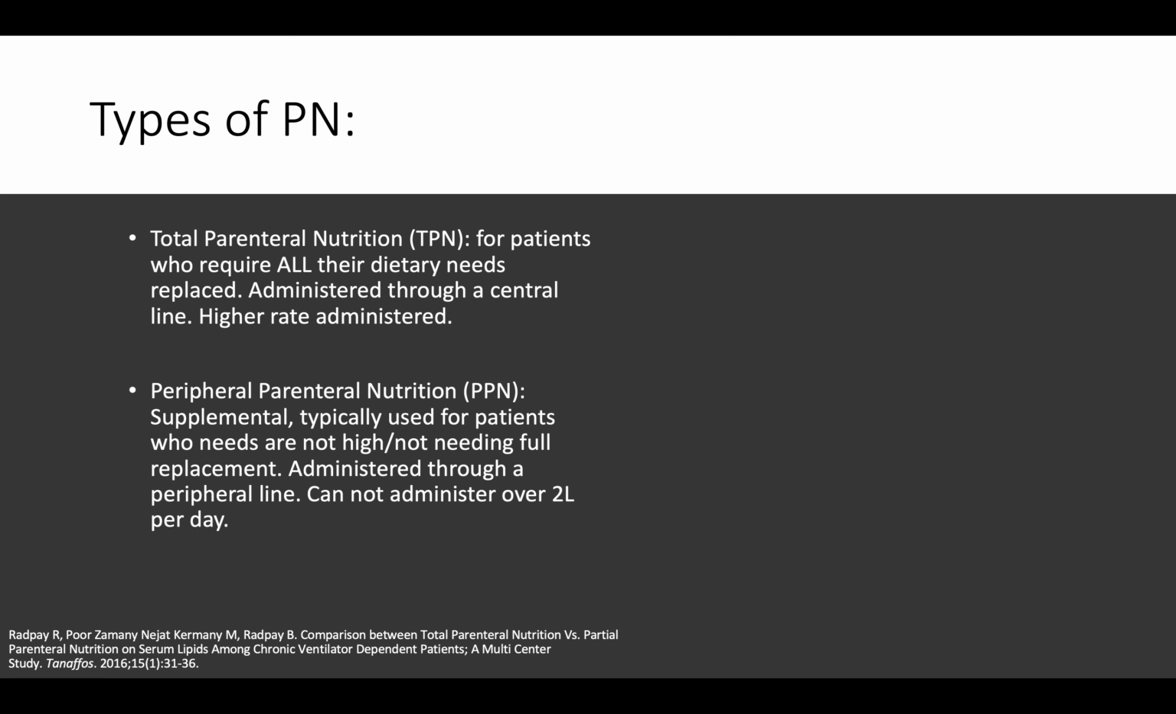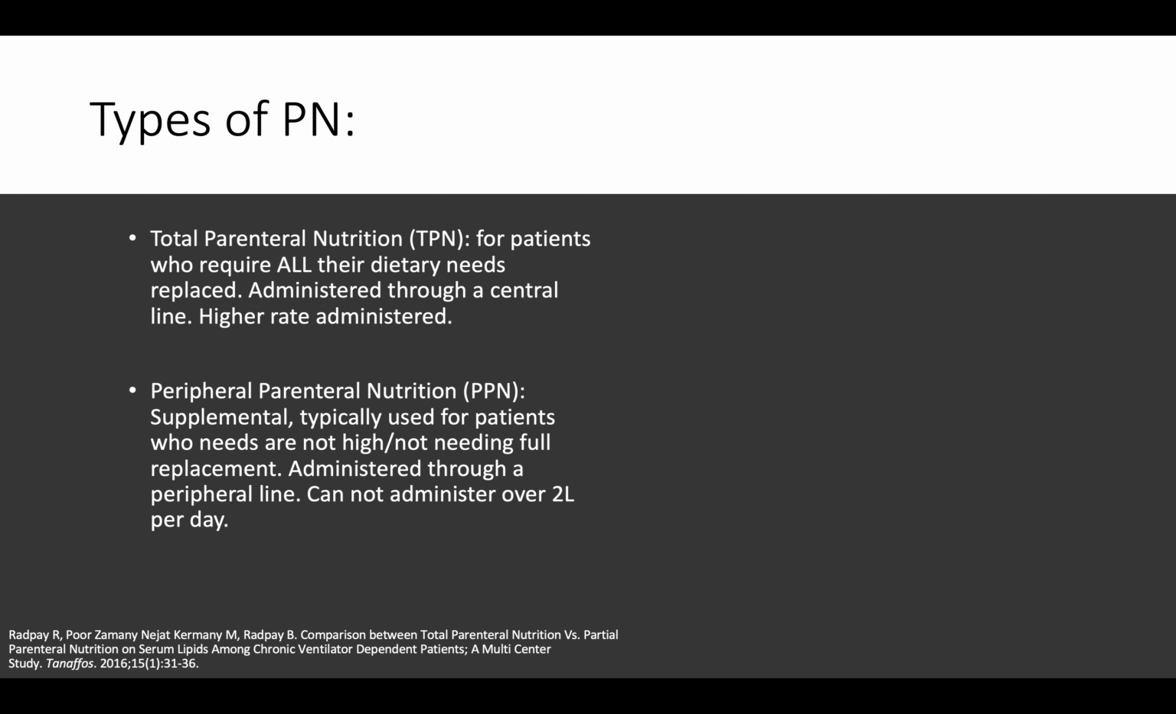So what types of PN are there? Basically, there are two types that we talk about. There's TPN, which is the most common one and the one we're going to focus on today, but there's also PPN. The difference is really the placement of the line and how much you can administer through it. TPN is for patients who require all or a very high amount of their dietary needs replaced.